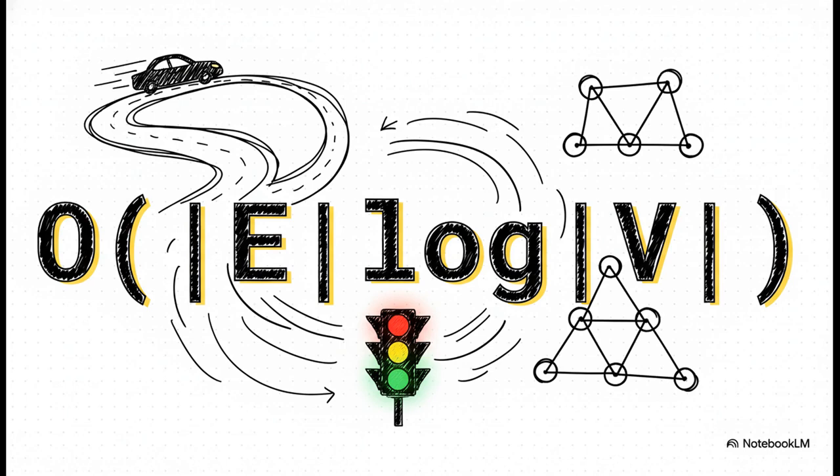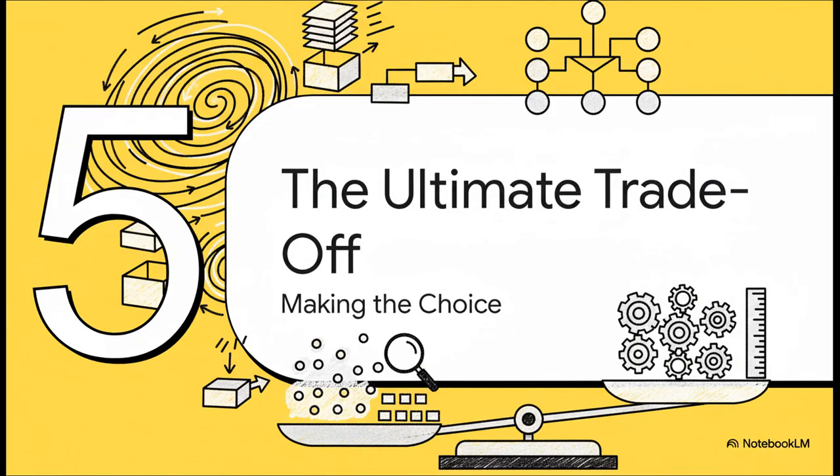Now, don't get scared by the notation you see here. All this O of E log V stuff is just the formal computer science way of saying that this algorithm is incredibly efficient. It means you can add millions of roads, millions of intersections to your map, and the time it takes to find the best route grows really, really slowly. It's more than efficient enough to spit out that perfect route in the few seconds you're waiting at a red light.